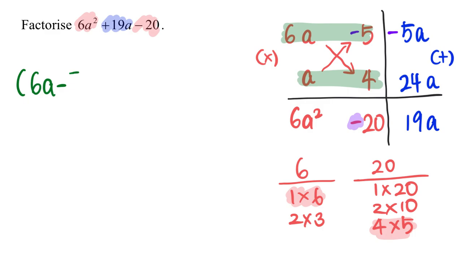6a minus 5, a and positive 4, and that will be the factorization.